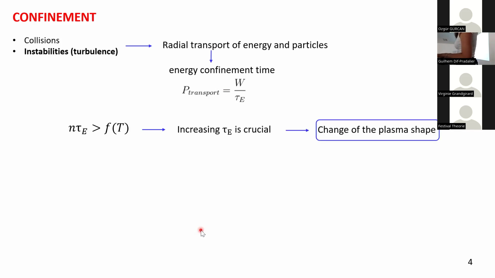In order to get a net energy production from fusion, which we want to do, we need the density of the plasma multiplied by the energy confinement time to be higher than a certain function of the temperature. We can increase the density up to a certain limit, as you might have seen from some talks last week. And indeed, you can understand that increasing the energy confinement time is crucial for harnessing fusion energy. In the late 80s, people started thinking, let's try to change the plasma shape and see if the energy confinement time is increased or not.